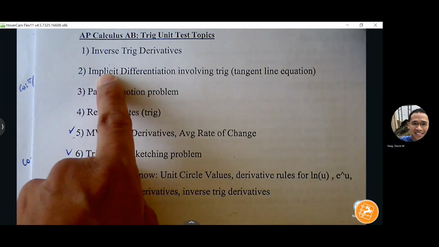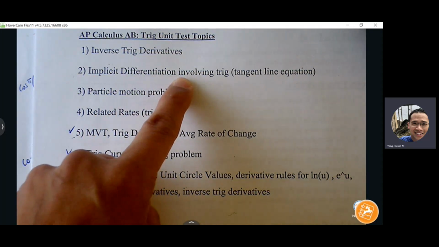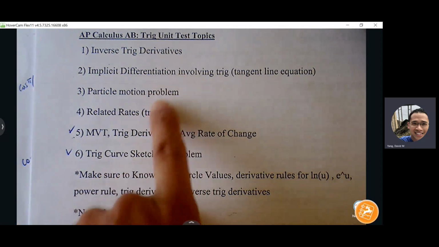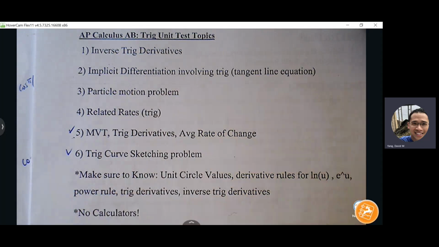Okay. I have an implicit differentiation problem involving trig that I have up on the board, so we'll do that. I'll revisit a particle motion problem that's in the help session packet that I want to go over with you. And hopefully by the end of class, we will have hit the majority of the topics that you can expect on tomorrow's test.